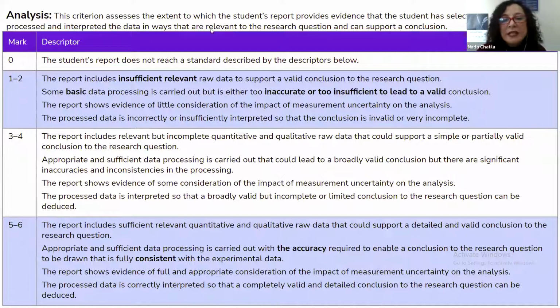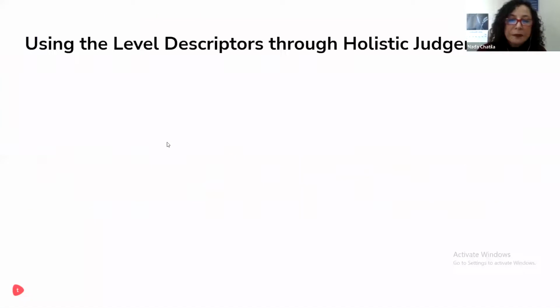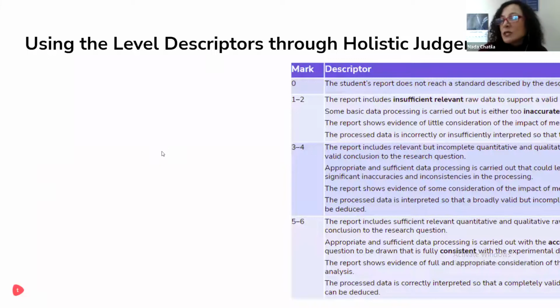For example, this is the rubric for the analysis criterion. You can see that some words are bolded, and there are 2 marks per performance level, and there are 4 descriptors per level. How do we use the descriptors?